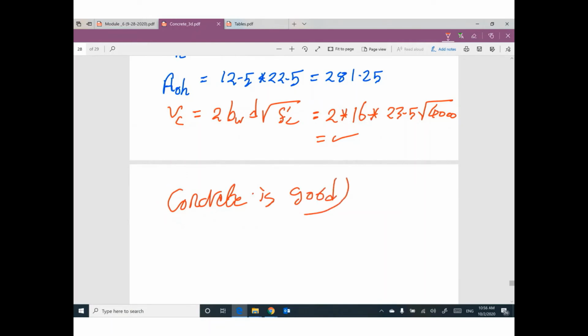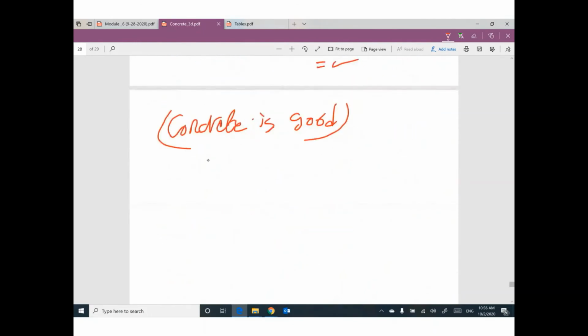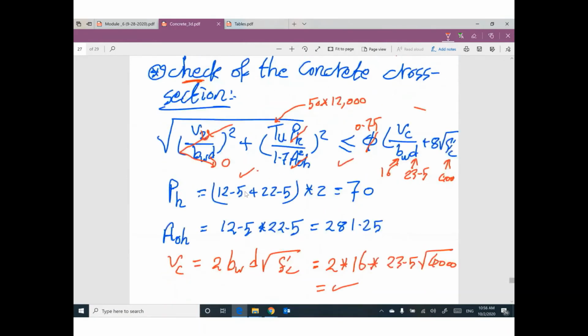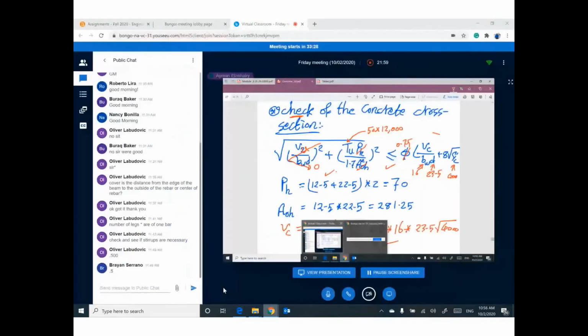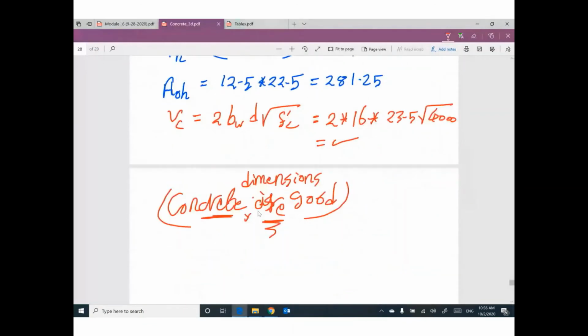So in the second stage check, I need to check if the concrete cross section, the dimensions of concrete, are enough. Guys, to be more specific, I'm not talking about concrete as a material. I'm talking about concrete dimensions. To be more specific, the concrete dimensions of the cross section are good. Any question, guys? Okay, looks good.